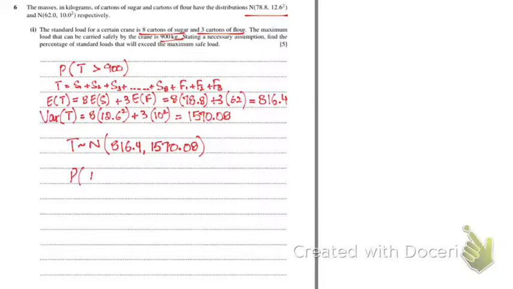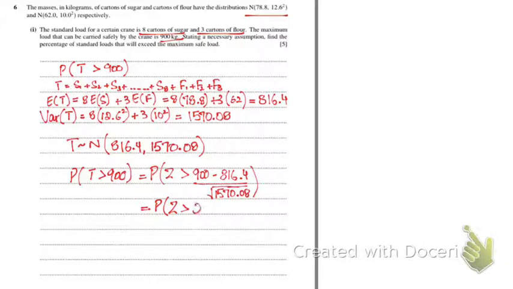So yeah, and we had to find the probability of T greater than 900. Further, it's exactly the same stuff that we've been doing with normal distribution. Z greater than 900 minus 816.4 upon root of 1570.08. So that is probability of Z greater than 2.11. Use a calculator, or use the Z table to find the probability. The probability is going to turn out to be 0.0174. So that's the first part of question number 6.